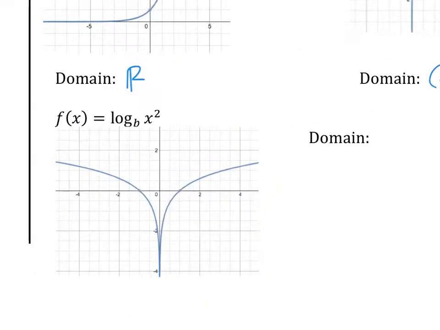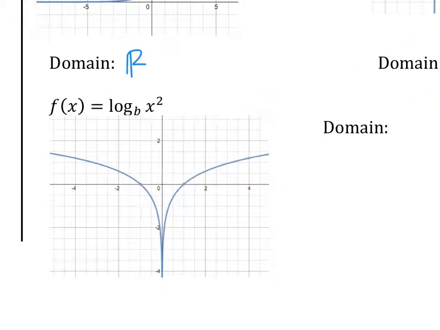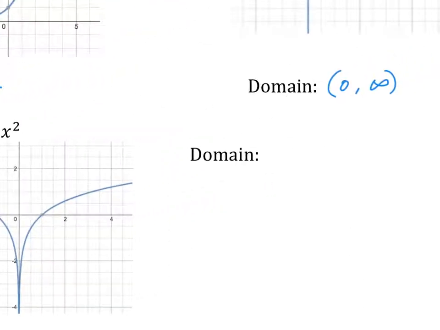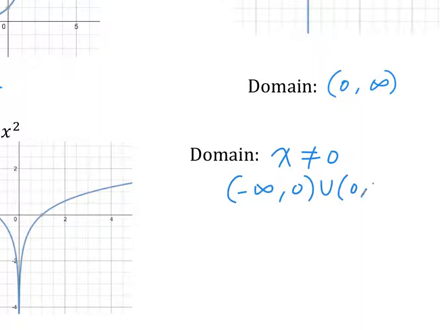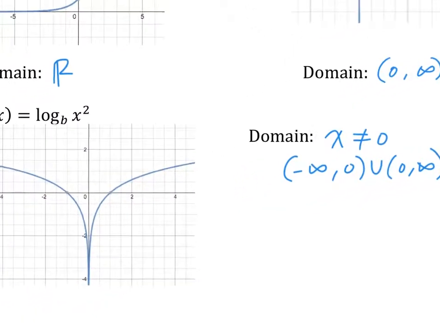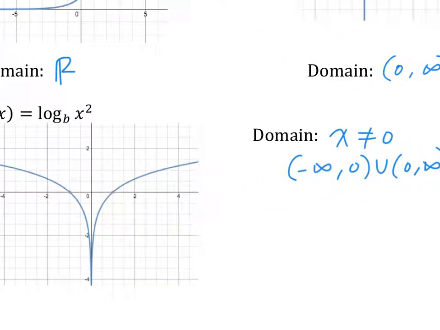How about this one? This one's a little strange. Log base b of x squared. All real? Everything but 0. Yes, everything but 0. So x cannot equal 0. Or we say negative infinity to 0 and then 0 to infinity. So we said that logs cannot accept numbers that are less than 0. However, negative numbers, when they go into this function, get squared, so they become positive. So then it didn't matter.